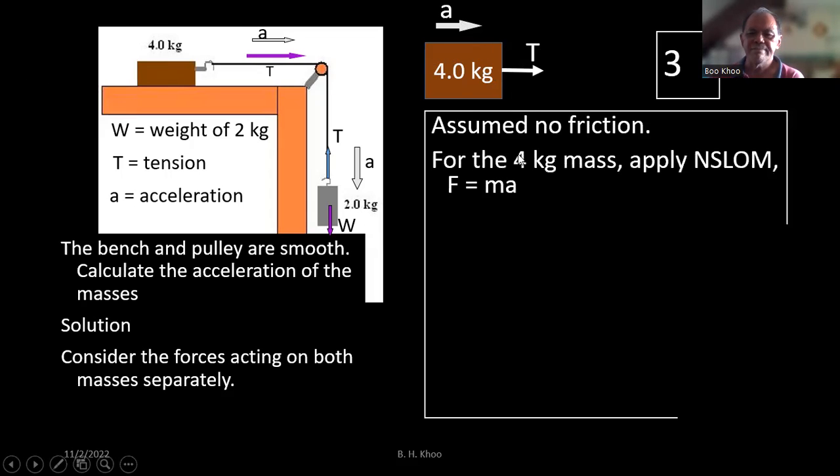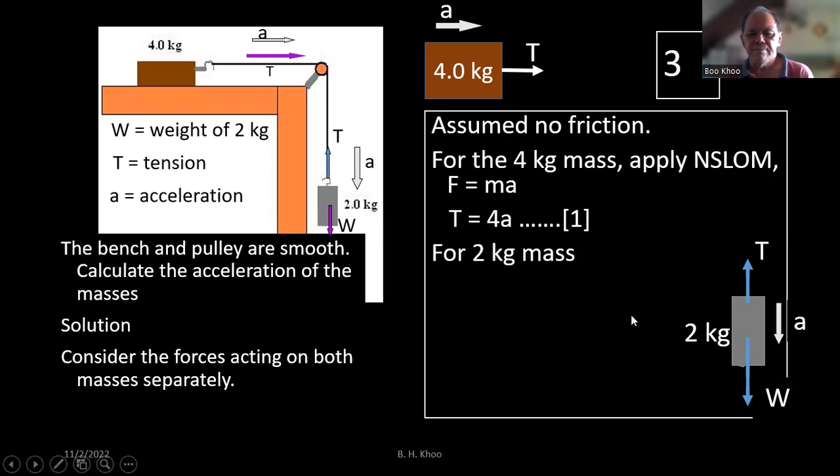Assuming no friction, applying Newton's second law on the 4 kilogram, T equals M times A, where A is the acceleration. And look at this one, what is acting? There's a 2 kilogram there. Tension is pulling it up. Acceleration is going downwards there. The weight of the ball is pulling it down. So it's going to go downwards. So its W is greater than T, W minus T equals 2A.